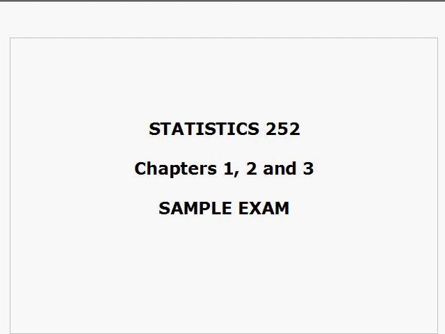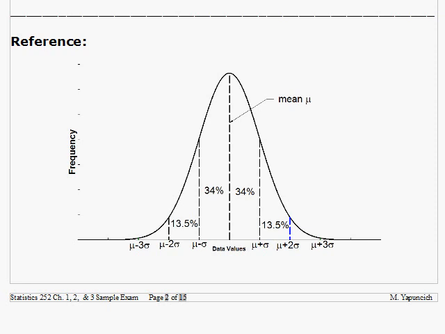This is a video to accompany the sample exam for chapters 1, 2, and 3 for Statistics 252. As with all the exams, there are no calculators allowed, no notes, and these are closed book tests. If that seems strange to you, you can look at the requirements at other universities. For example, at MIT, even in higher level math classes, there's no calculators allowed. Fairbanks, same way.